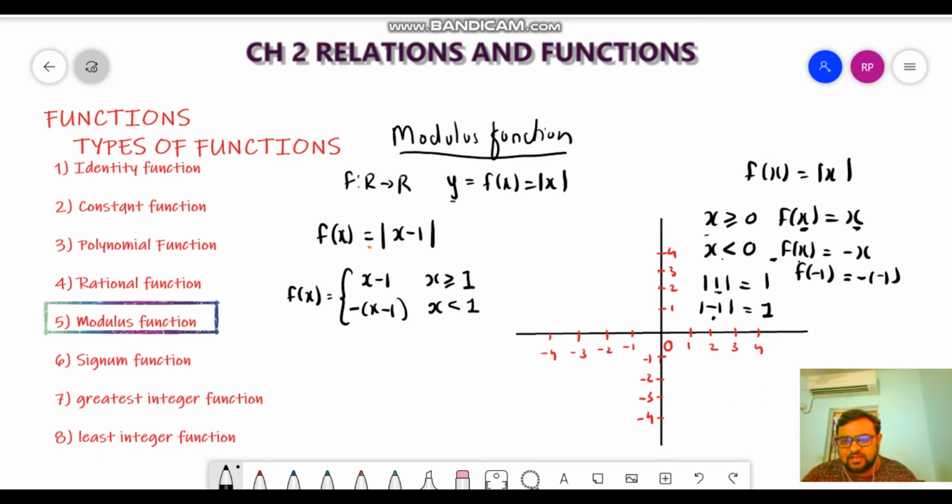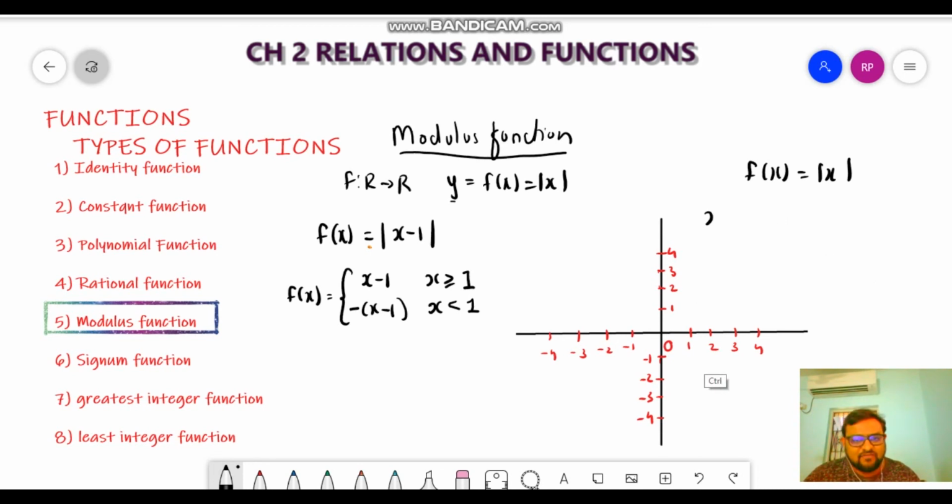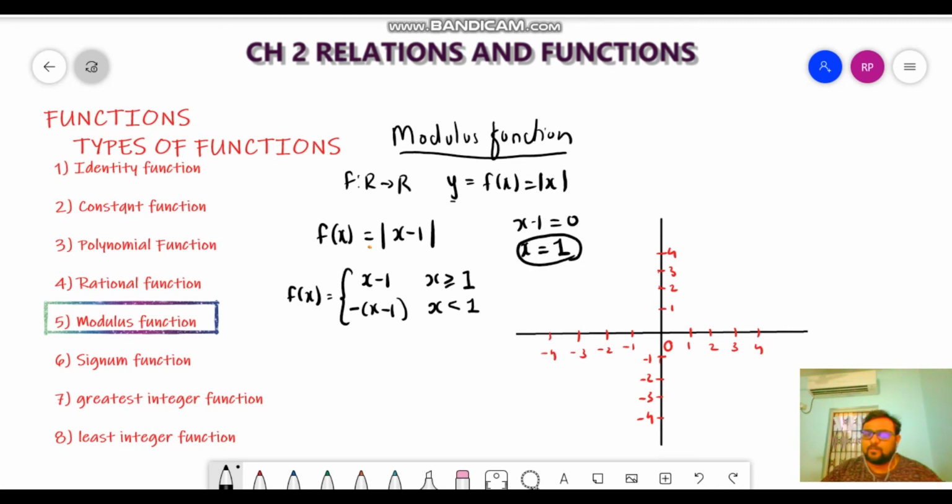Similarly, in this function, if I take f(x) equal to modulus of x minus 1, then what I need to do is set x minus 1 equal to 0. So x is equal to 1. So I need to take two different parts: greater than or equal to 1 and less than 1. Clear? When it is greater than or equal to 1, it's x minus 1. And when less than 1, then I will put minus of the function. Clear? Okay.